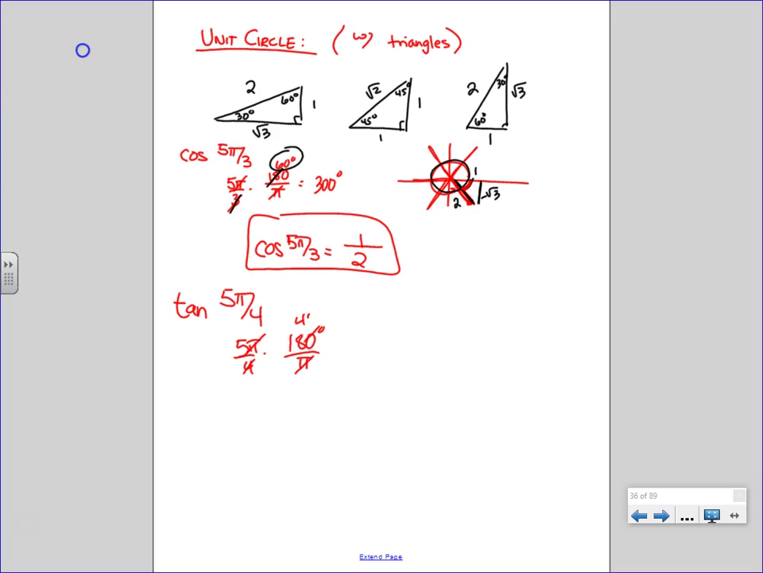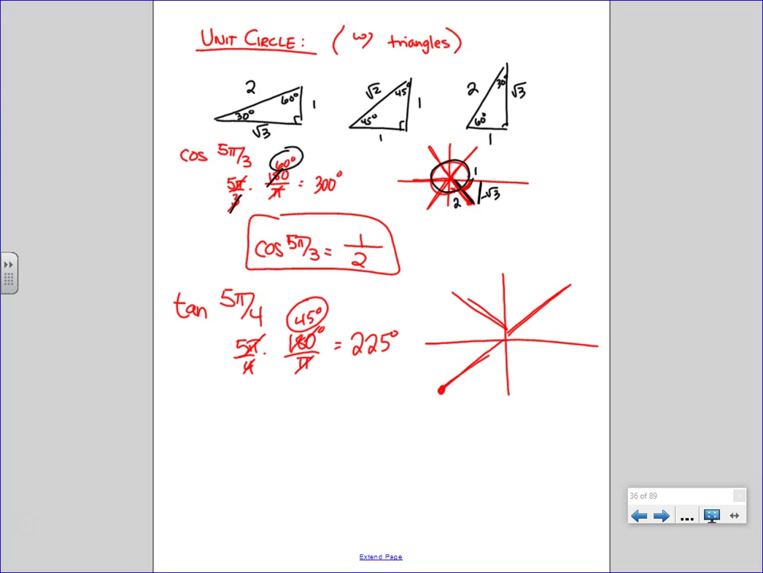1/4 of 180 is always going to be 45. Oh, this is a 45-degree triangle. And 5 45s puts us at? It ended up being 225. If you want to think about it in terms of the circle, 45s cut it in half, right? So 1 45, 2 45s, 3 45s, 4 45s, 5 45s. You're right here in the third quadrant.